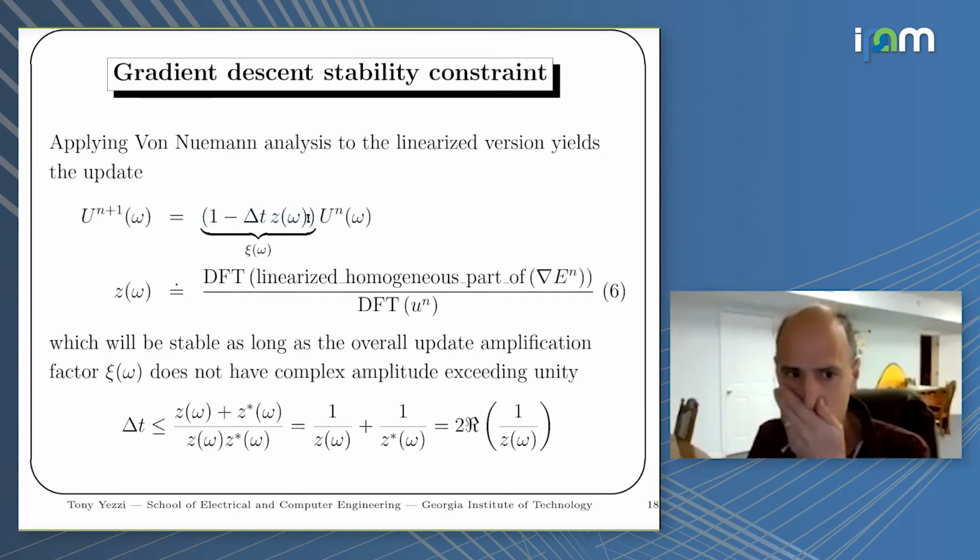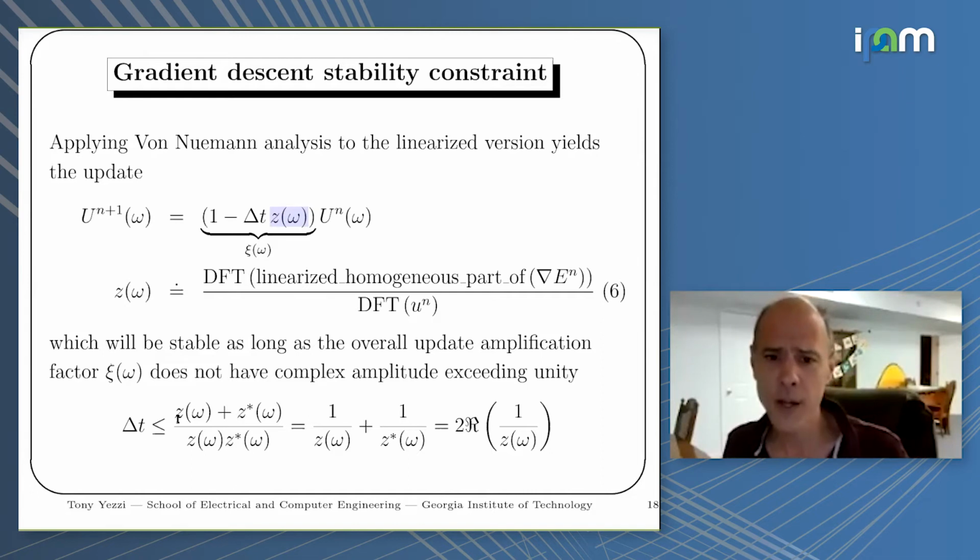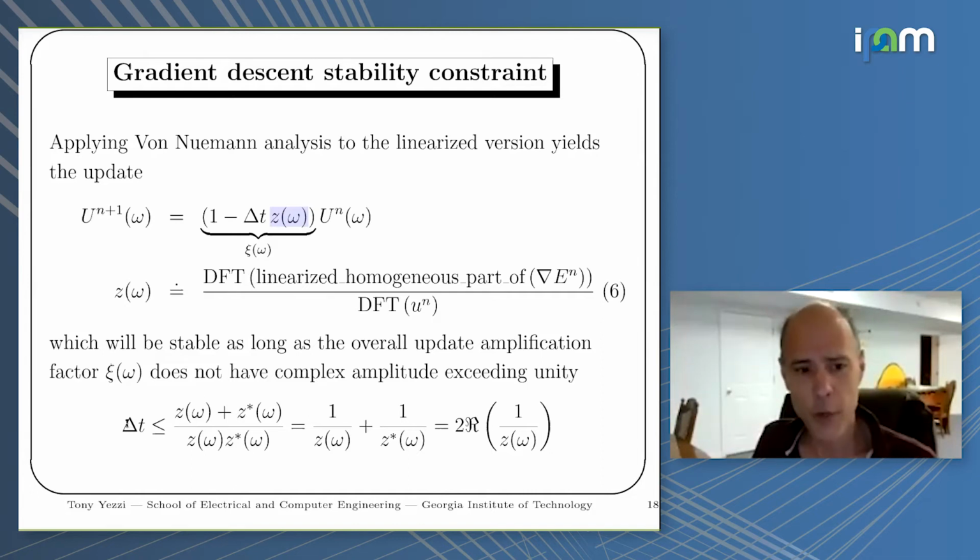So now, in this case, what shows up in front of the time step, and again this will depend on the nature of your gradient, is some complex function here, which I'm calling the gradient amplifier, because that's the part that multiplies the linearized version of your gradient after you do the Fourier transform. And so the stability condition for the numeric implementation is that your time step has to be less than or equal to the gradient amplifier plus its complex conjugate divided by its complex amplitude squared, or otherwise twice the real part of 1 over the gradient amplifier.